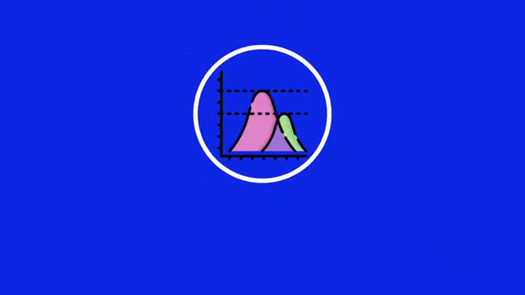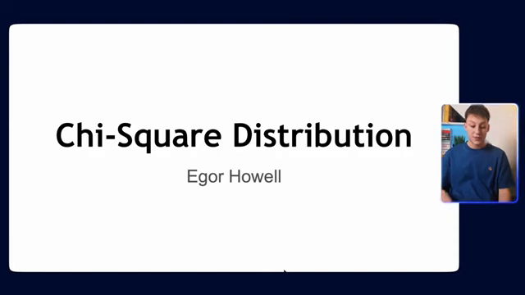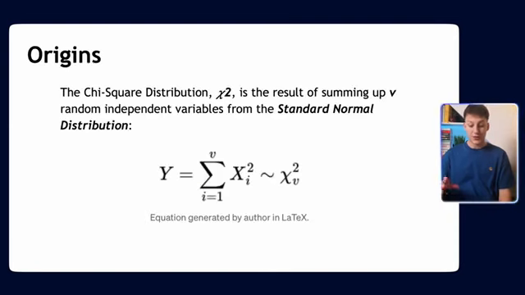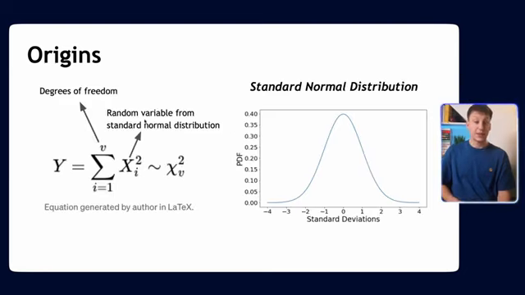Let's begin with describing what the chi-square distribution is. The chi-square distribution is quite simple, and all it is, is the result of summing up v random independent variables from the standard normal distribution, where we're squaring the variables. So in this case, x is from the standard normal distribution, and all we're doing is summing up different values sampled from that standard normal distribution, squaring them, and that is going to be the result of the chi-square. In this case, v is the degrees of freedom, or the number of values we're going to sample.